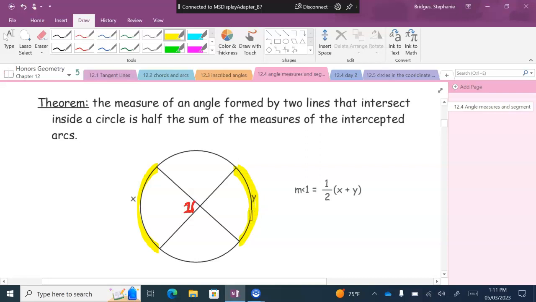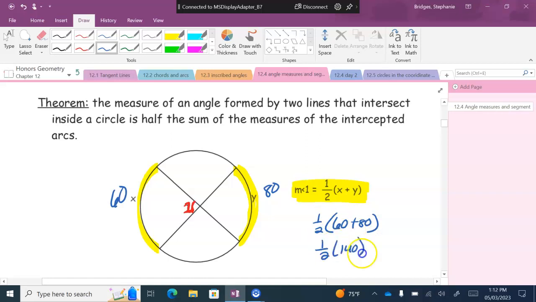Okay, and what this says is that the measure of angle 1 is half of the sum of the arc called X and the arc called Y. So for example, if I put 60 here and 80 here, and I asked you to find the measure of angle 1, what you would do is add those 2 arcs together, 60 plus 80, and then take half of it or divide it by 2. What's half of 140? 70. So that angle would be 70. Okay, does that make a little bit of sense?